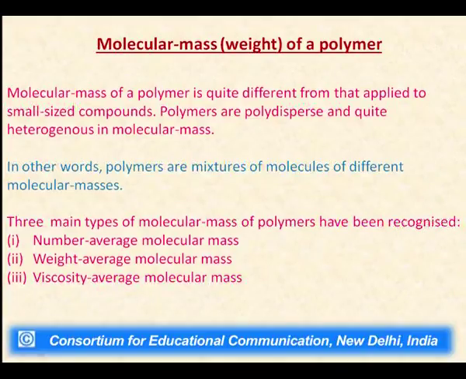Molecular mass of a polymer is quite different from that applied to small sized compounds, because these polymers are polydisperse and quite heterogeneous in molecular mass. In other words, we can say that polymers are mixtures of molecules of different molecular masses, since many monomers are present in a particular polymer. Now, three main types of molecular mass of polymers have been recognized till now. One of them is the number average molecular mass, then the weight average molecular mass and the viscosity average molecular mass.